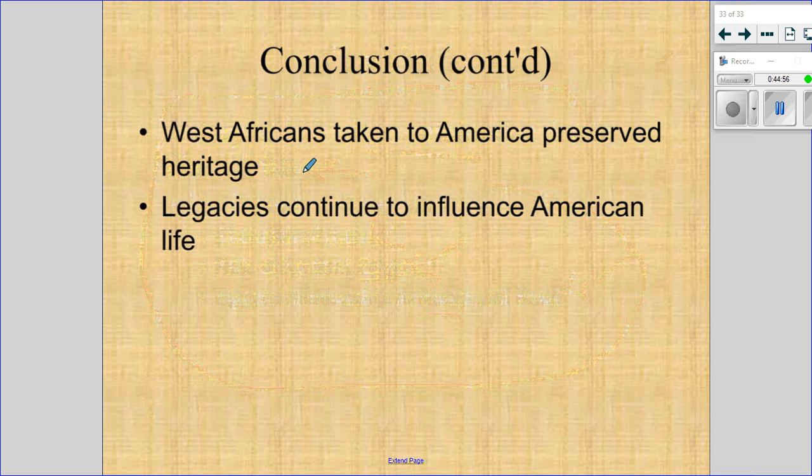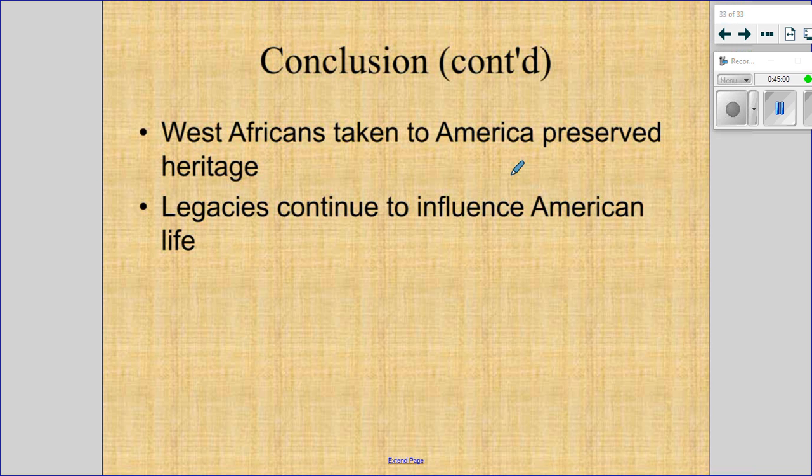All right, West African heritage has been preserved in the African American historic narrative, and that's going to be a running theme for the next several lectures, and we'll bring this up again. It continues to be influential to this day.